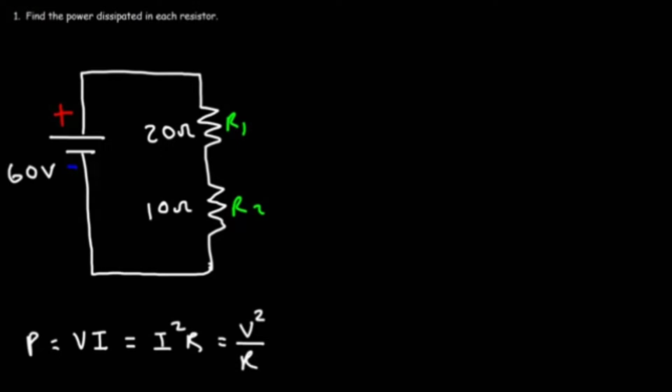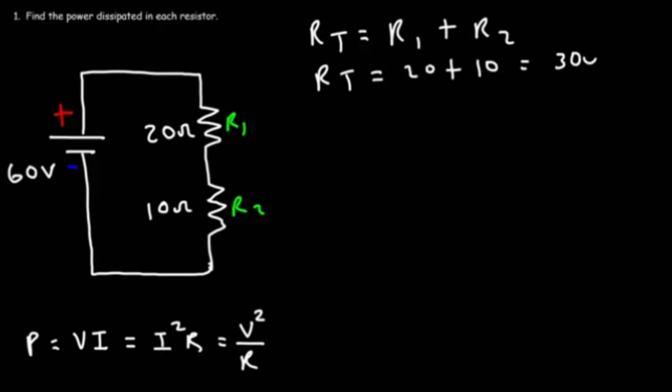Now, the first thing we need to do is calculate the total resistance of the series circuit. In the series circuit, RT is just the sum of each resistor. So the total resistance is going to be R1 is 20, so it's going to be 20 plus 10, which is 30 ohms.